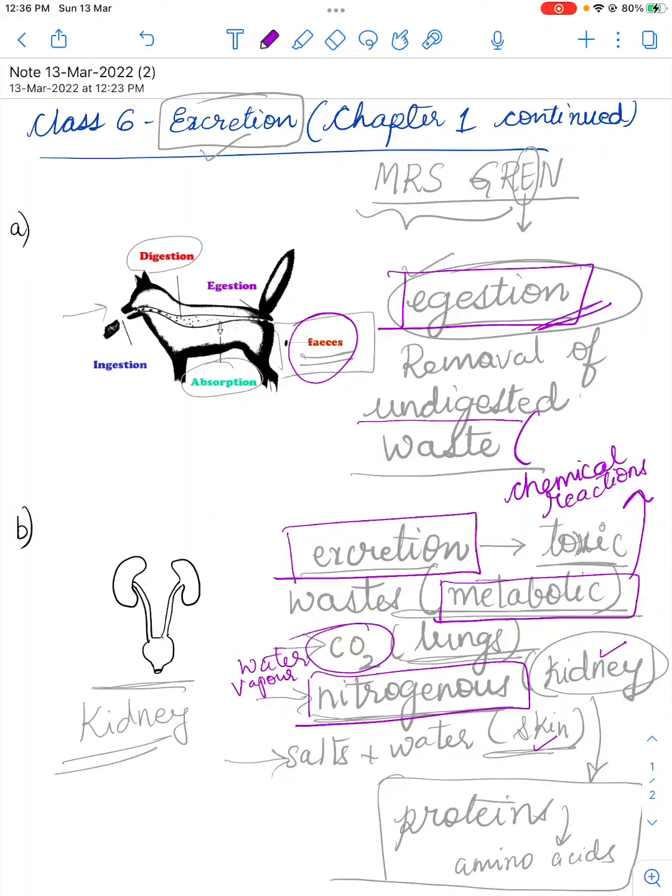So now that you have understood the difference between egestion and excretion, and you also know that metabolic reactions are the chemical reactions occurring in our body, this would help you understand and appreciate the idea that all living organisms will have to excrete. All living organisms exhibit the process of excretion. So, with this, we come to the end of this particular life process, which forms an important component of chapter 1.